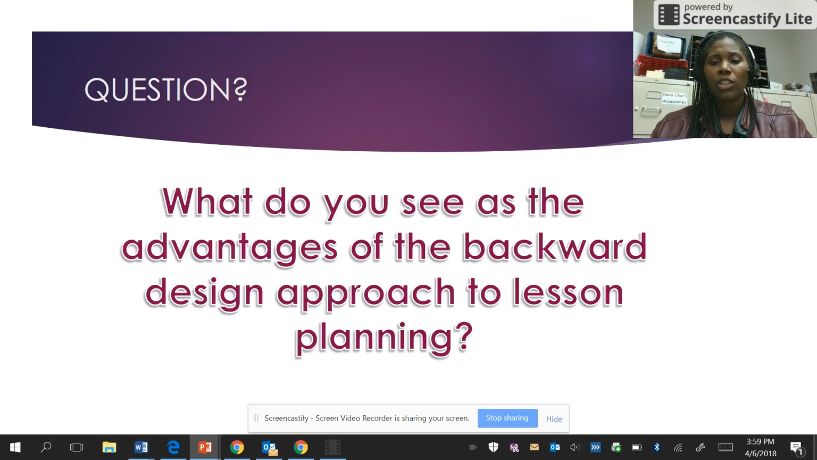Question: what do you see as an advantage of the backward design approach to lesson planning?